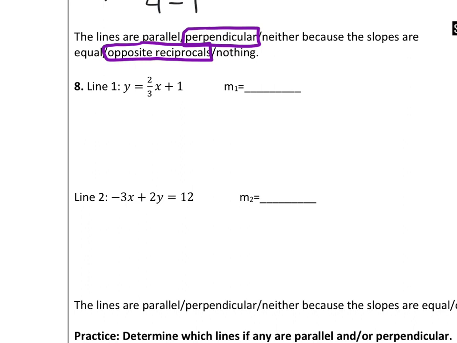What's the slope of line 1? 2 over 3. We know this because this is the m. We know that mx plus b is how we write equations, so we know that that is the slope. Can you look at equation 2 right now and tell me what the slope is?